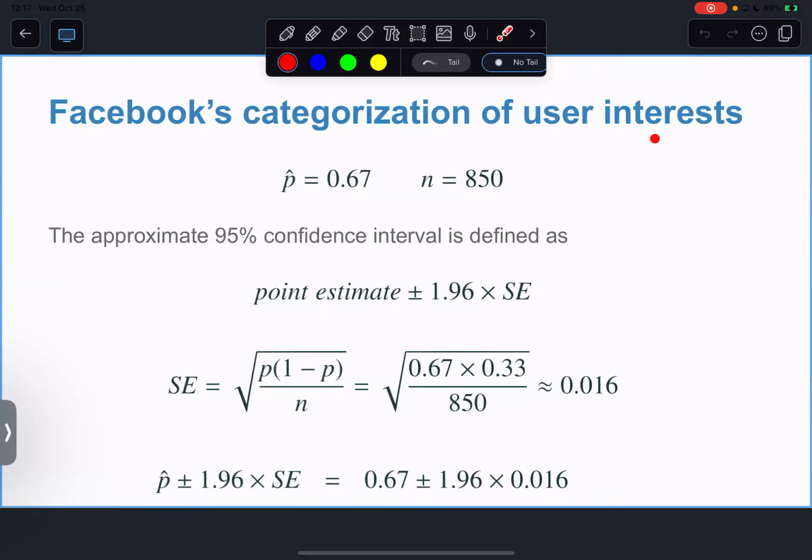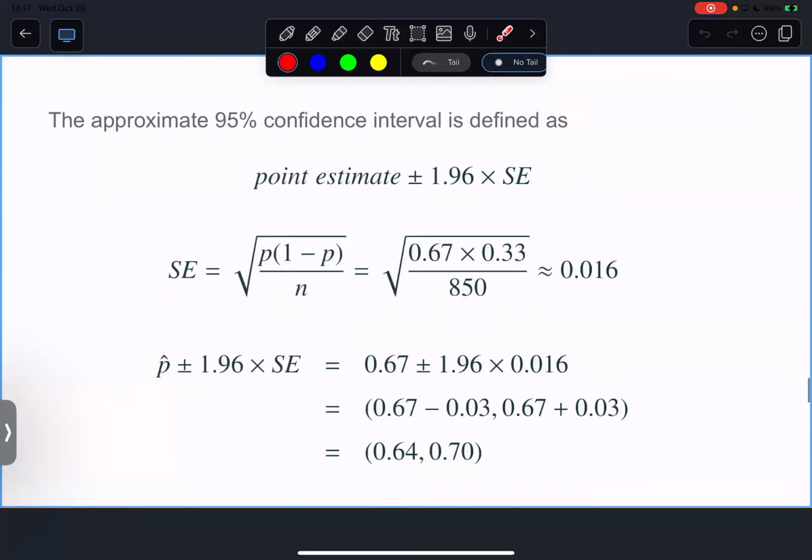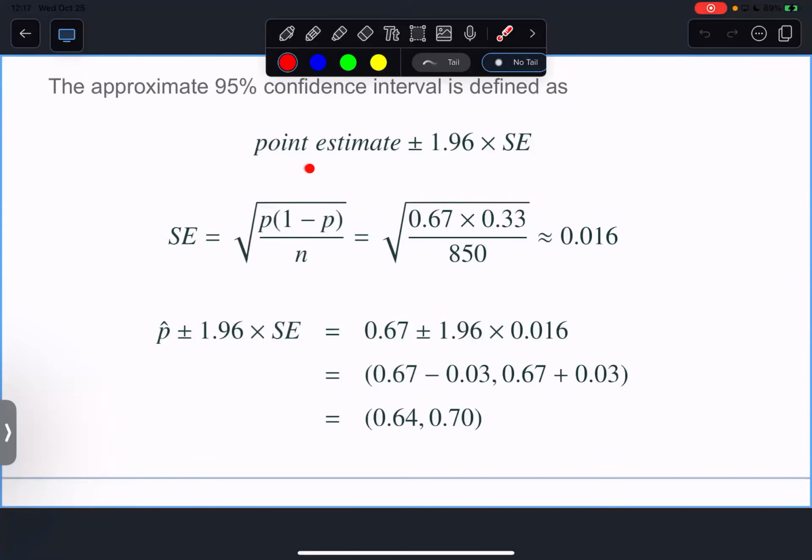Facebook's categorization of user interests. P hat 0.67, that's where we started. N is 850. You can't see it. That's weird. The approximate 95% confidence interval is defined as, see, I'm not making this stuff up. It's on here. Just not on here. Very confusing. So in general, we take our point estimate plus minus 1.96, now we know where that came from, right? It's not just out of the blue, times the standard error of the point estimate.